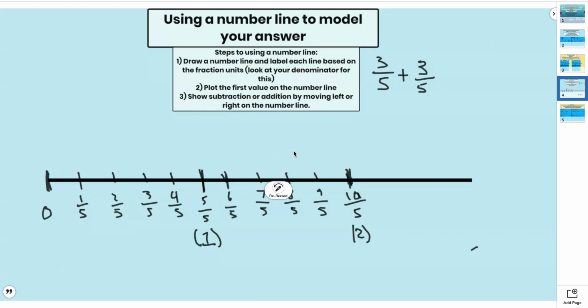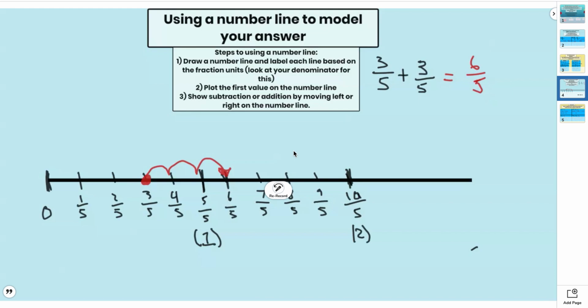So when we model it, we're going to start out at 3/5. Okay, we're going to start right there. And then we're adding another 3/5. So we're going to move up 3/5. 1, 2, 3. So 3/5 plus 3/5 equals 6/5. Okay?